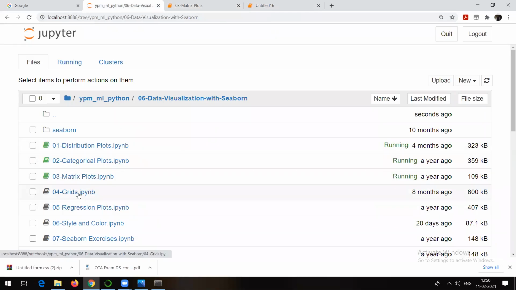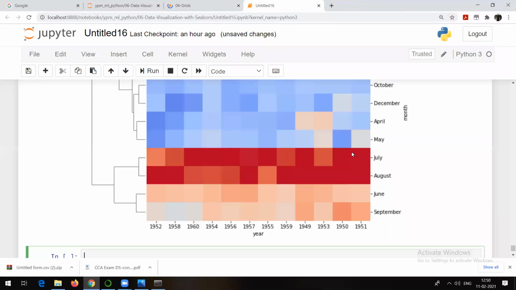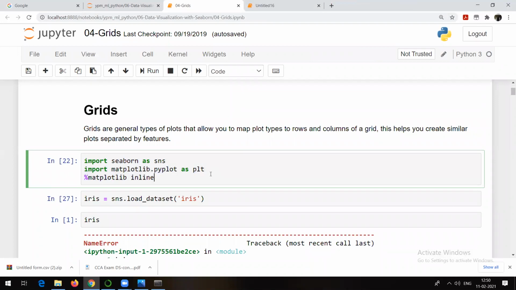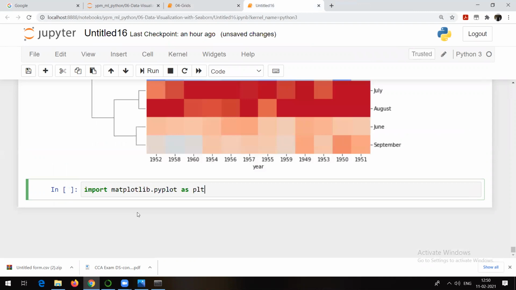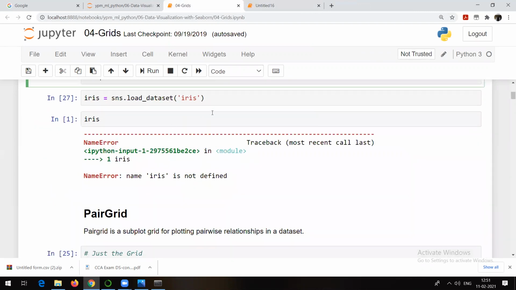Okay, maybe let's see grids. Grids is actually going to help you to change the background. Let me import matplotlib. This will not take much time. Okay, now what is this grid all about?